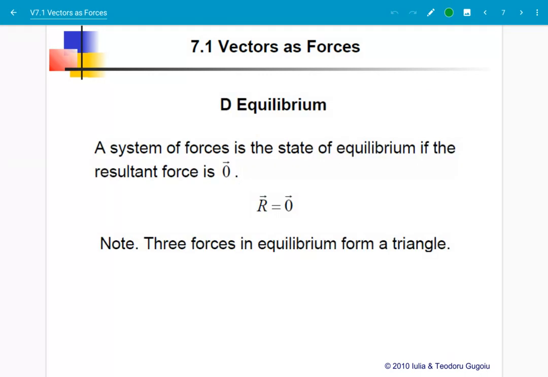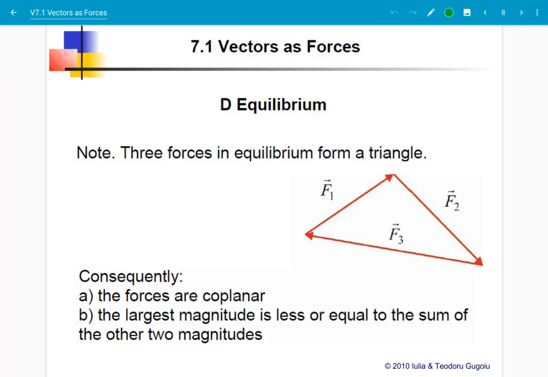Equilibrium. A system of forces is in a state of equilibrium if the resultant force is zero. So equilibrium occurs when the resultant force is zero. Three forces in equilibrium form a triangle. So in order for three forces to be in equilibrium, they have to add up to the original position, or add up to the zero vector. Okay, and you can see the diagram here. These three forces are in equilibrium because they add together and they go back to the starting point of force 1. The forces, in order to form a triangle like this, have to be coplanar.